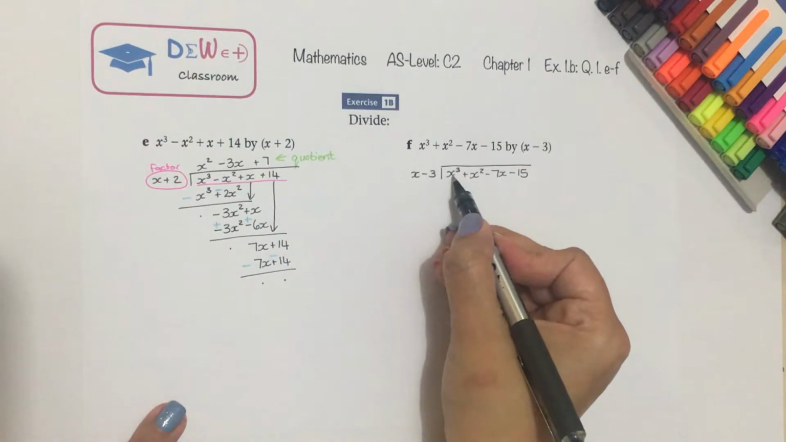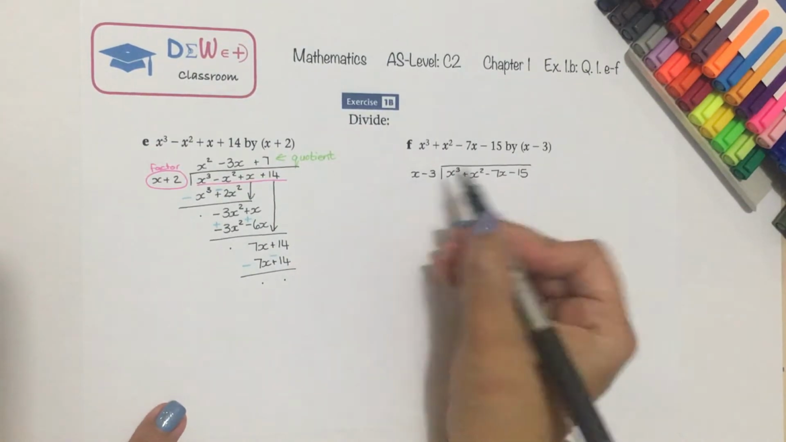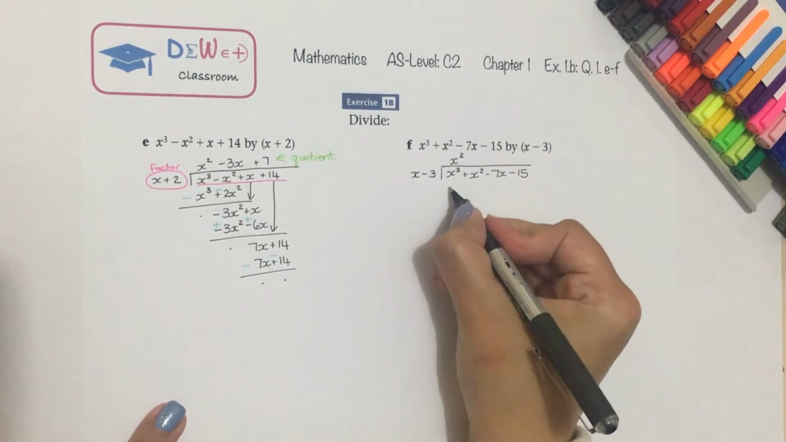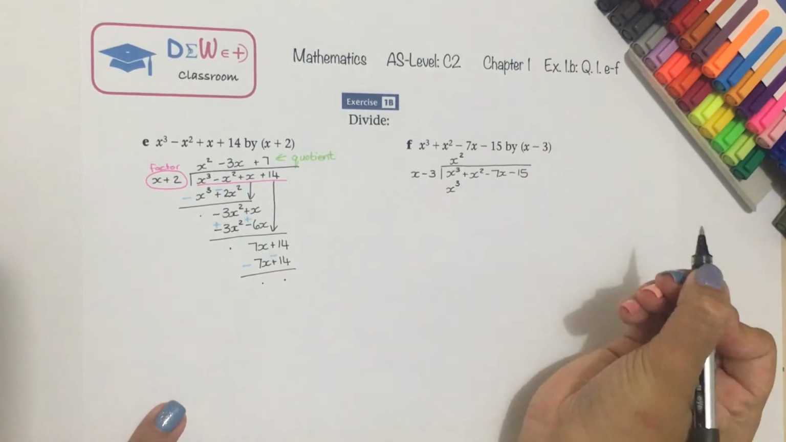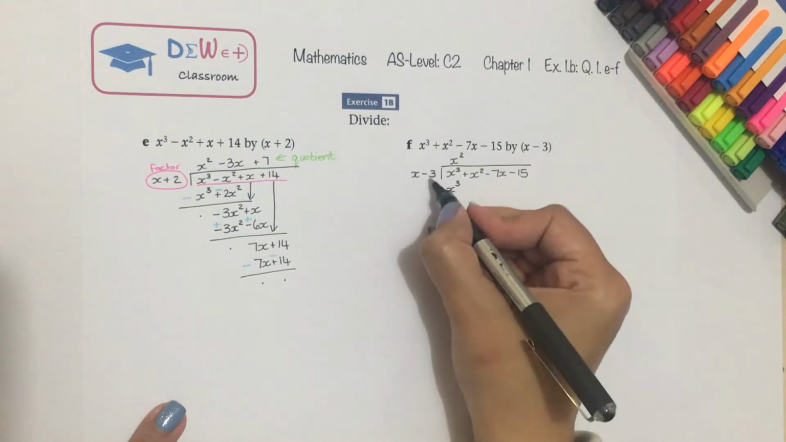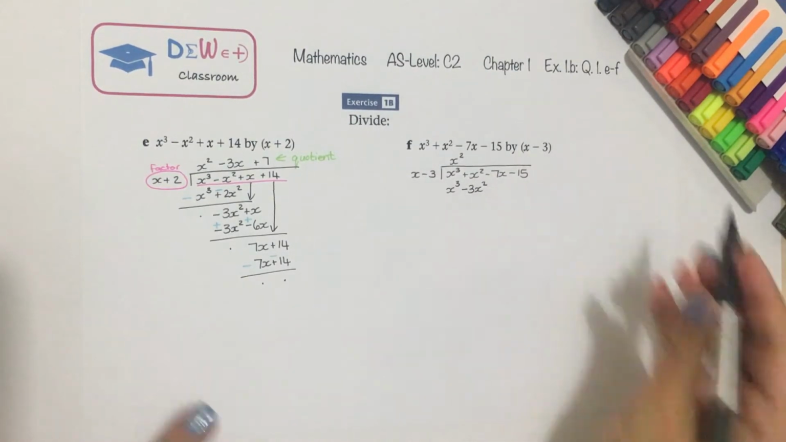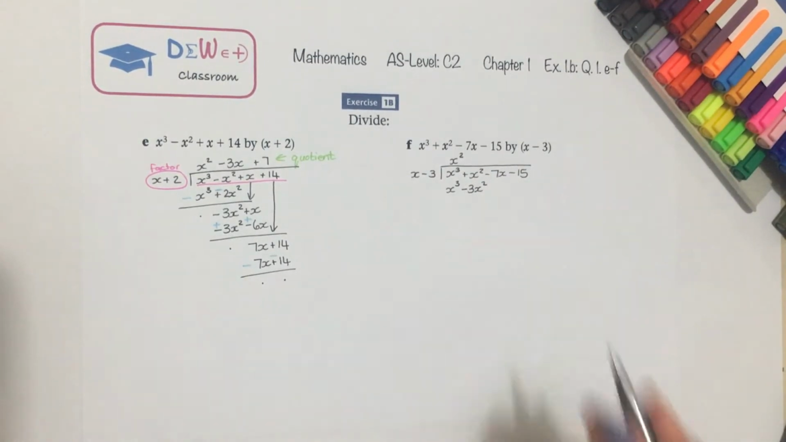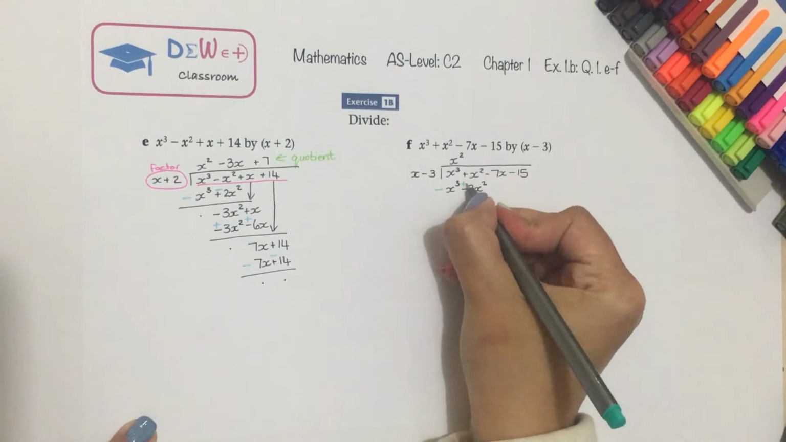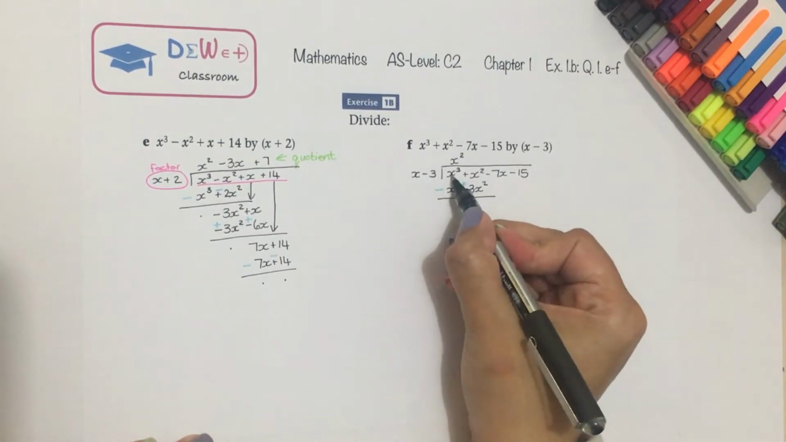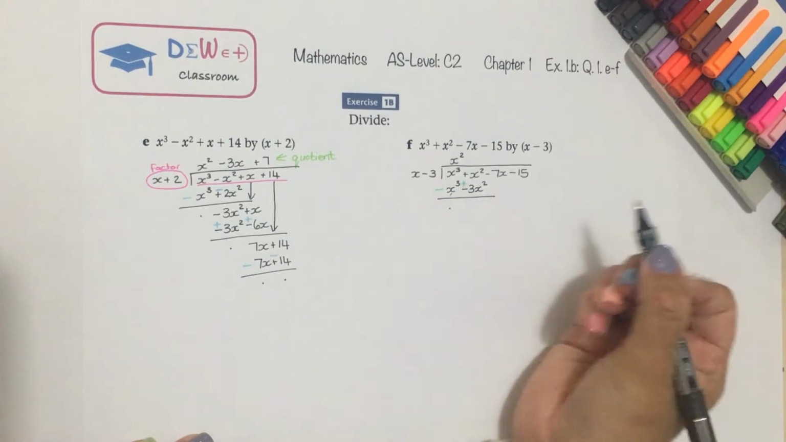We start by saying x cubed divided by x is x squared. X squared times x is x cubed. And don't forget about the negative 3. So negative 3 times x squared is minus 3x squared. Then we need to subtract, so we're going to change the signs from a minus and a plus, and then we can subtract them. X cubed minus x cubed is 0.